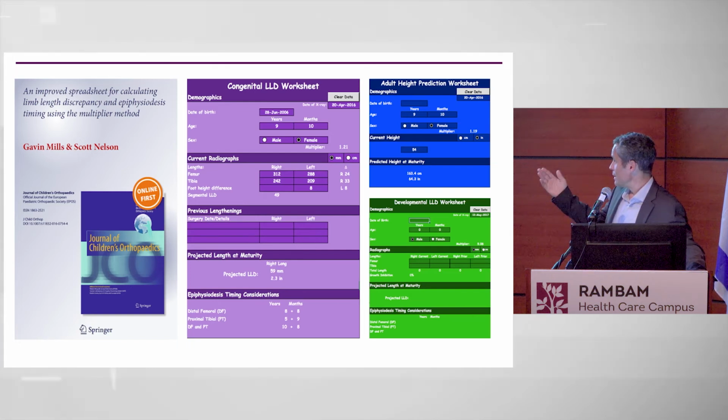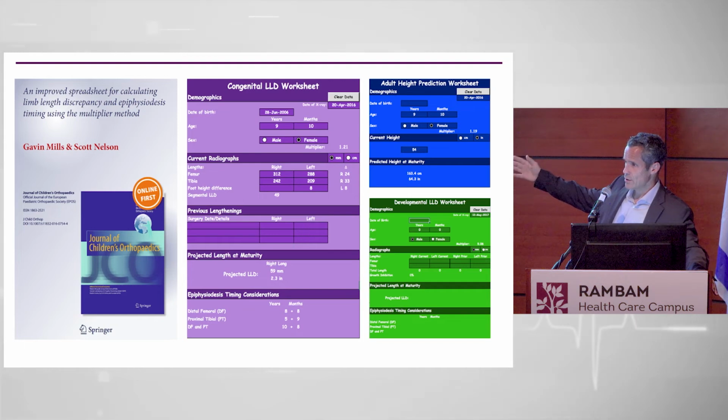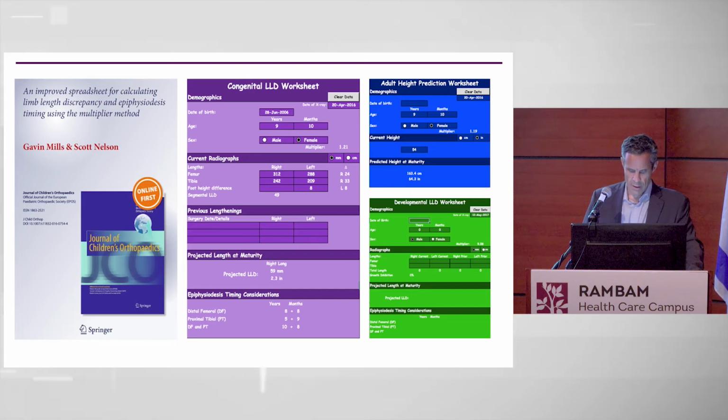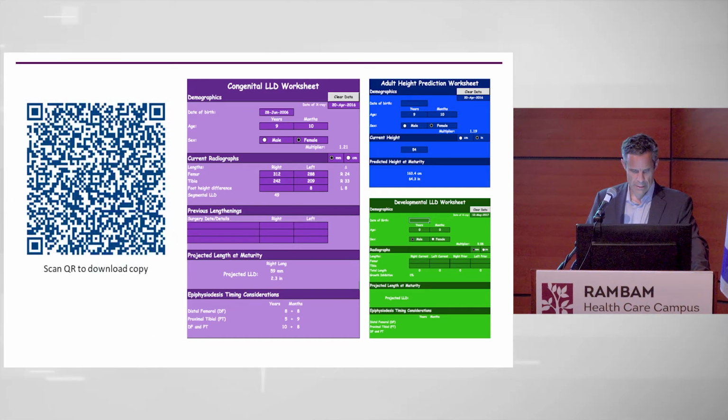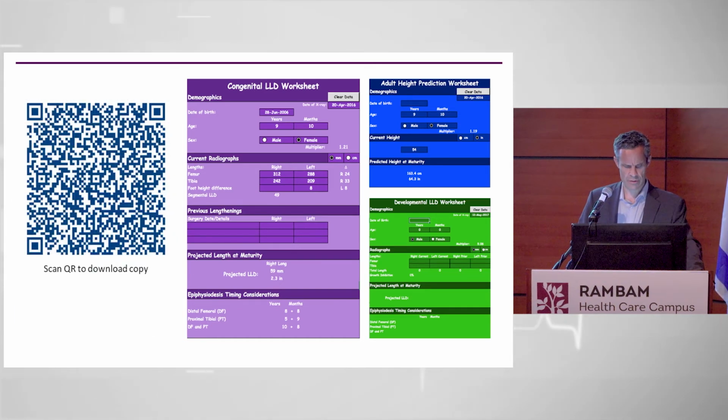And then at the end, it will give you suggested timings for epiphysiodesis right there without having to go backwards on the app and re-enter your numbers in to know when you might want to do an epiphysiodesis. And we also have pages for predicting the adult height and for using developmental limb length discrepancies in there as well. So if anybody wants that, it's published in the Journal of Children's Orthopedics as well, but you can upload the copy of that. It's just an Excel file. There's nothing too fancy about it.